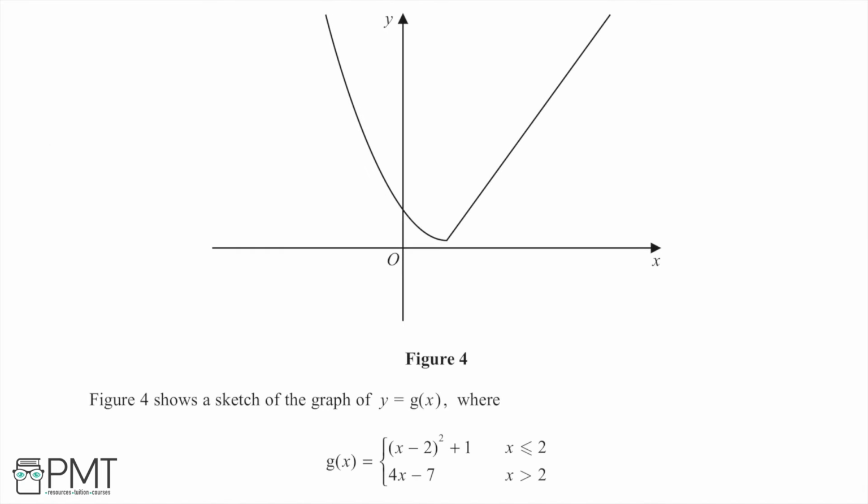So in this question we're given a function g of x, which is a piecewise function which has 2 different parts depending on what the value of x is. So for x less than or equal to 2, we have that g of x is going to be equal to (x minus 2) squared plus 1. And then for x greater than 2, we're going to have 4x minus 7. And we can see the graph of it is shown here with a straight line for the 4x minus 7 part, and then a curve for our (x minus 2) squared plus 1 part.